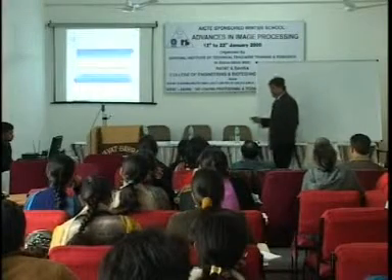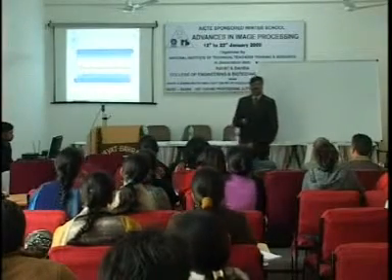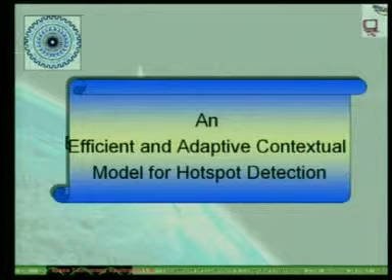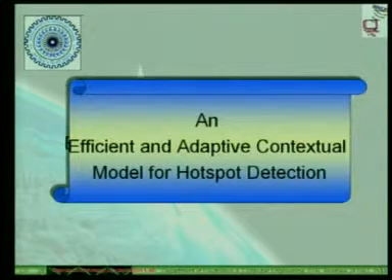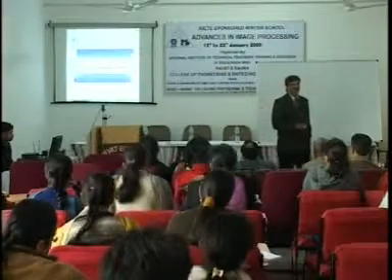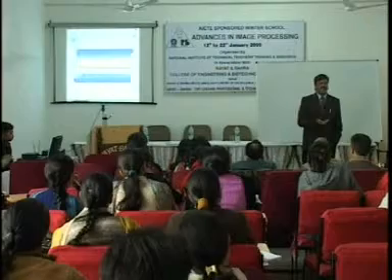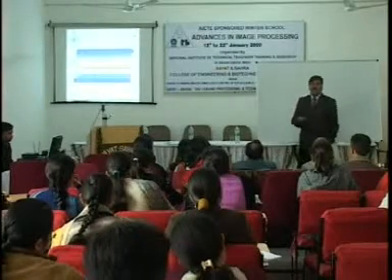So the first task, as I have mentioned, there is the big problem of adaptiveness: an efficient and adaptive contextual model for hotspot detection. You can do these things for any type of target identification, because the main aim of image analysis is target identification, how you are identifying.